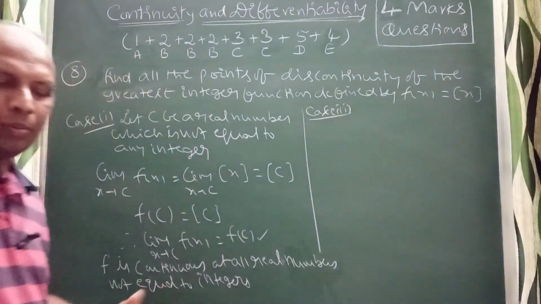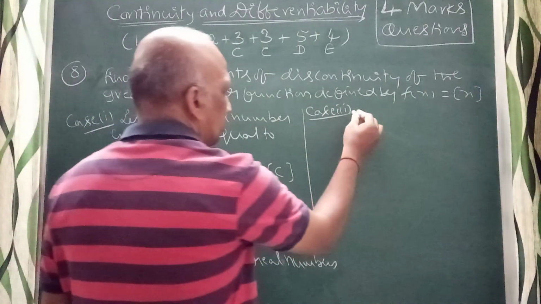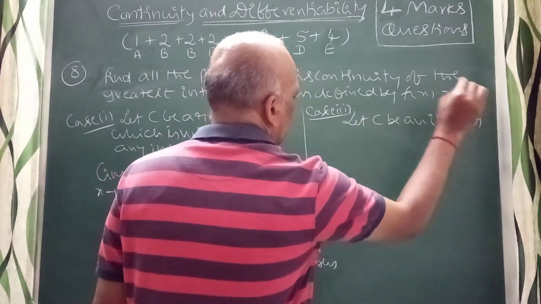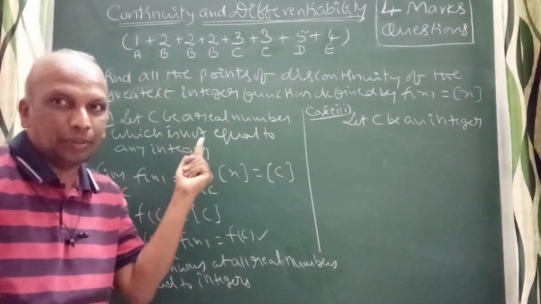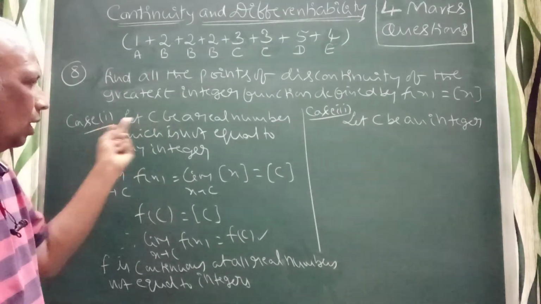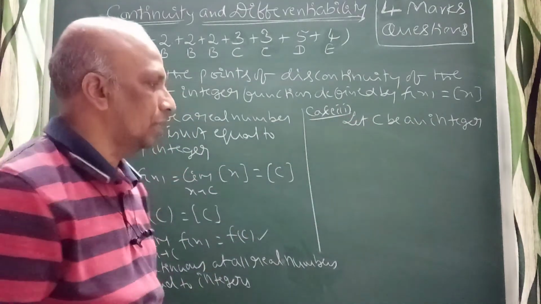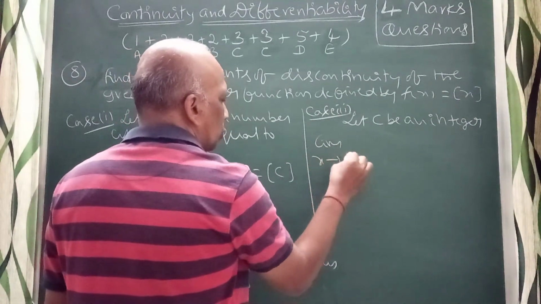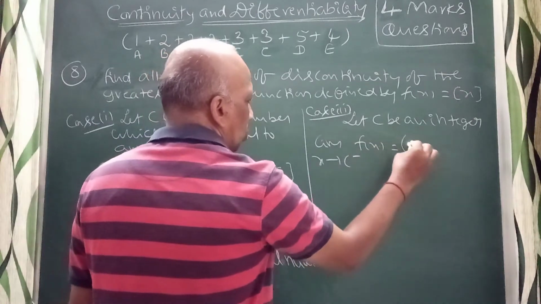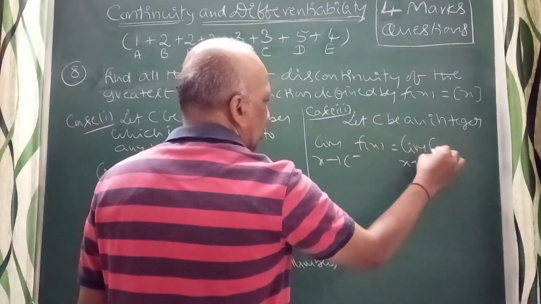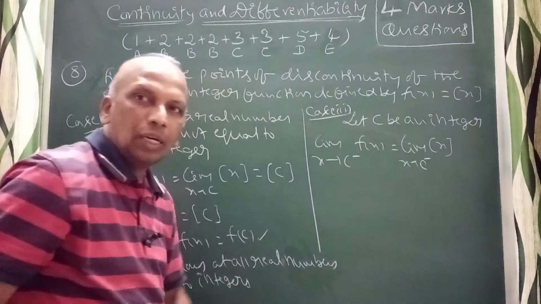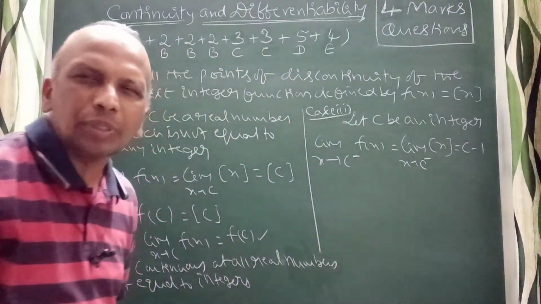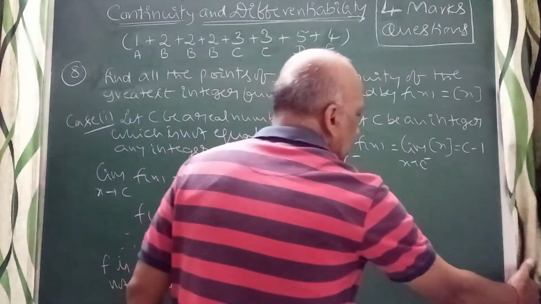Case 2 means, consider, let C be an integer. If we take an integer here, then you can find the limit as x tends to C minus of f of x. The limit as x tends to C minus means the step of x to the left of C, which will come as C minus 1.